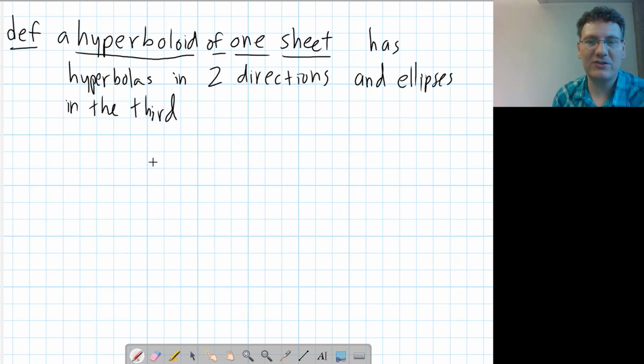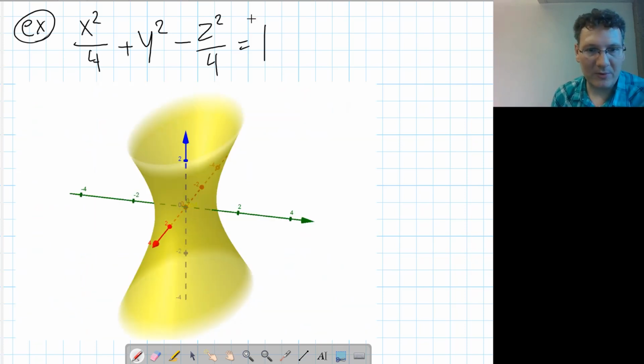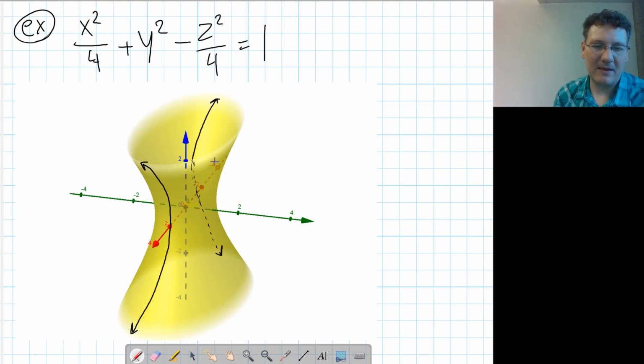A hyperboloid of one sheet is going to have hyperbolas in two directions, and then there'll be ellipses in the third direction. So here's an example. We have x squared over 4 plus y squared minus z squared over 4 equals 1. And this is what a hyperboloid of one sheet is going to look like. So if you set y equal to some constant, what you're going to get is a bunch of hyperbolas, something like this. And then if you set x equal to some constant, say 0, you're going to get hyperbolas that are going to look like this, right?